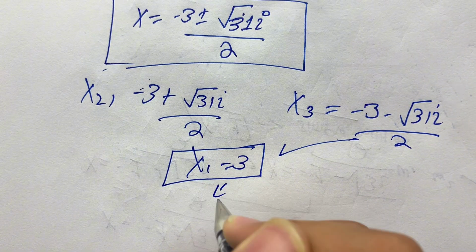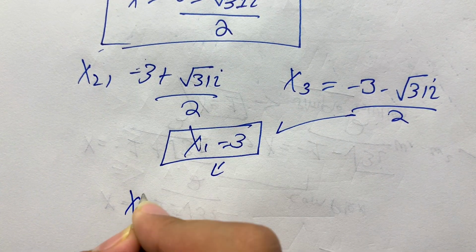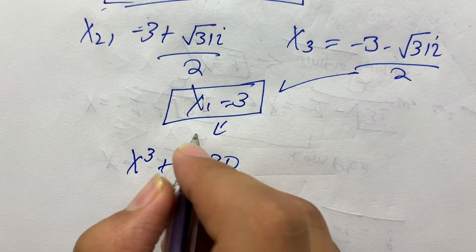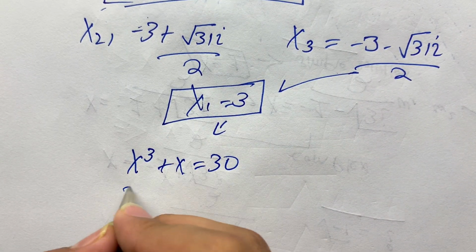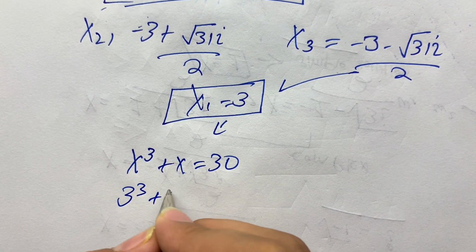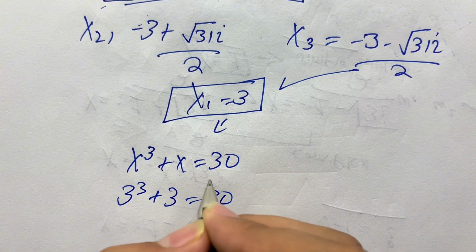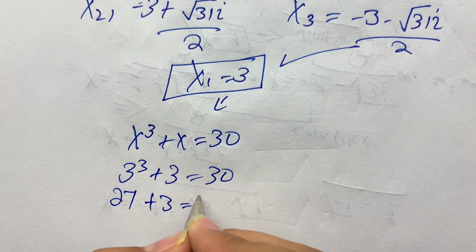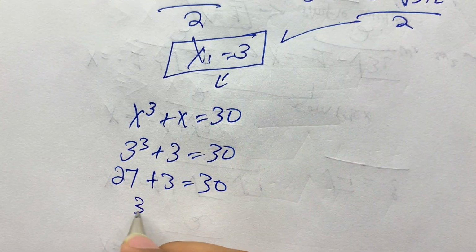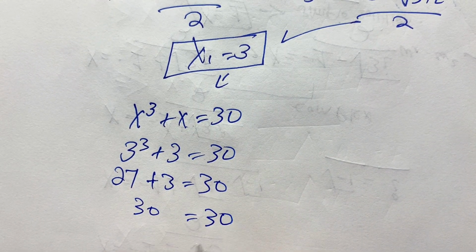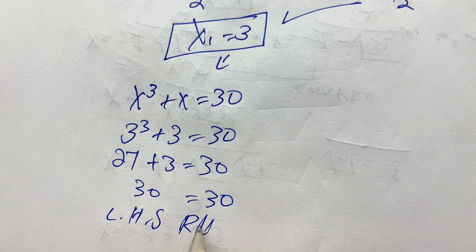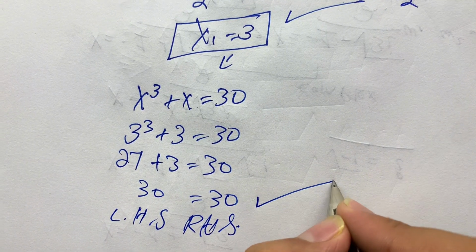Now we are verifying this. x cubed plus x is equal to 30, and putting x equal to 3: 3 cubed plus 3 is equal to 30. 3 cubed is 27 plus 3 is equal to 30, and 30 is also equal to 30. Now our left hand side is equal to right hand side, and our answer is verified.